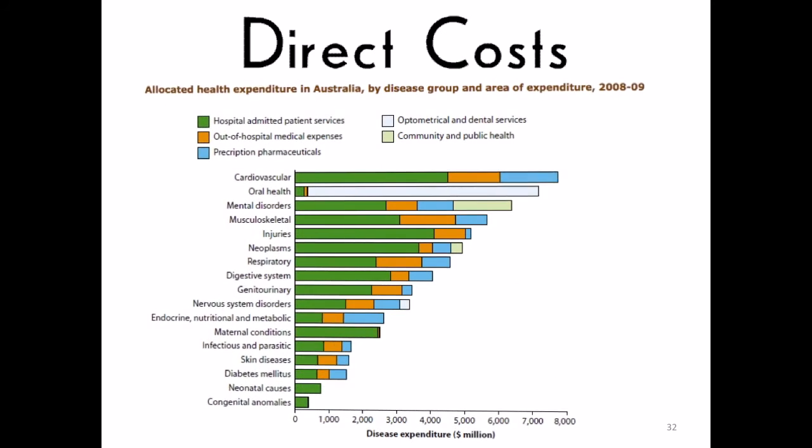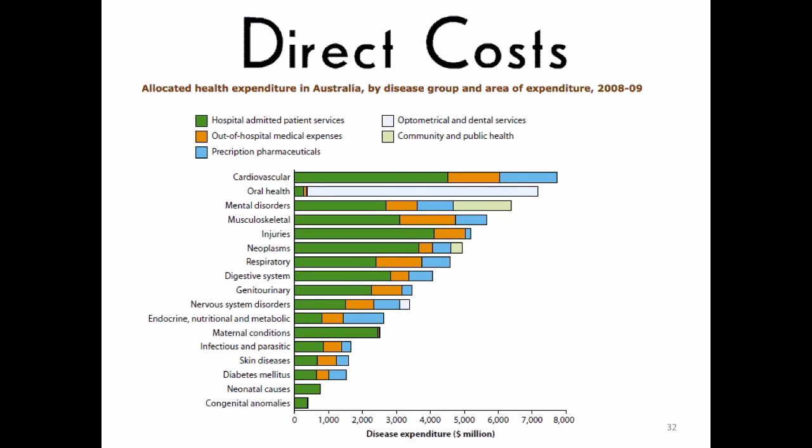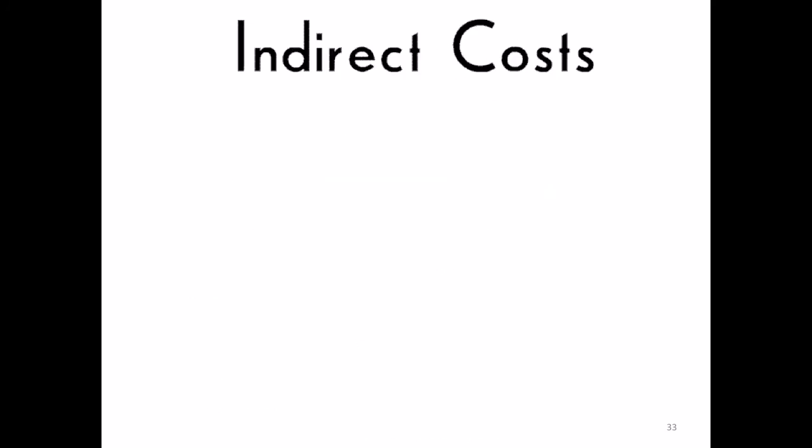Now, if you have a look at this graph, you can see that cardiovascular disease at the top, you can see the green part of the top bar is hospitalizations. You can see that cardiovascular disease costs a lot of money to put people in hospital and treat. Likewise for neoplasms, which is cancer, and also injuries. So you can see that hospitalizations cost a large amount of money. Now, the government then sees this information and says, right, we need to make these particular health issues a priority so we can lower the costs.